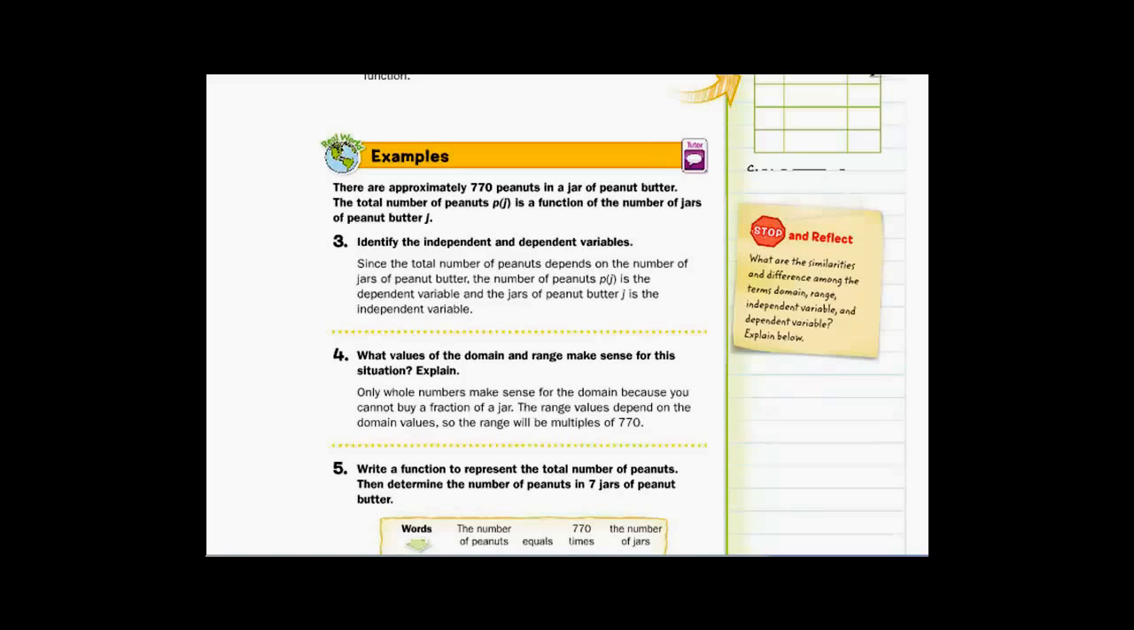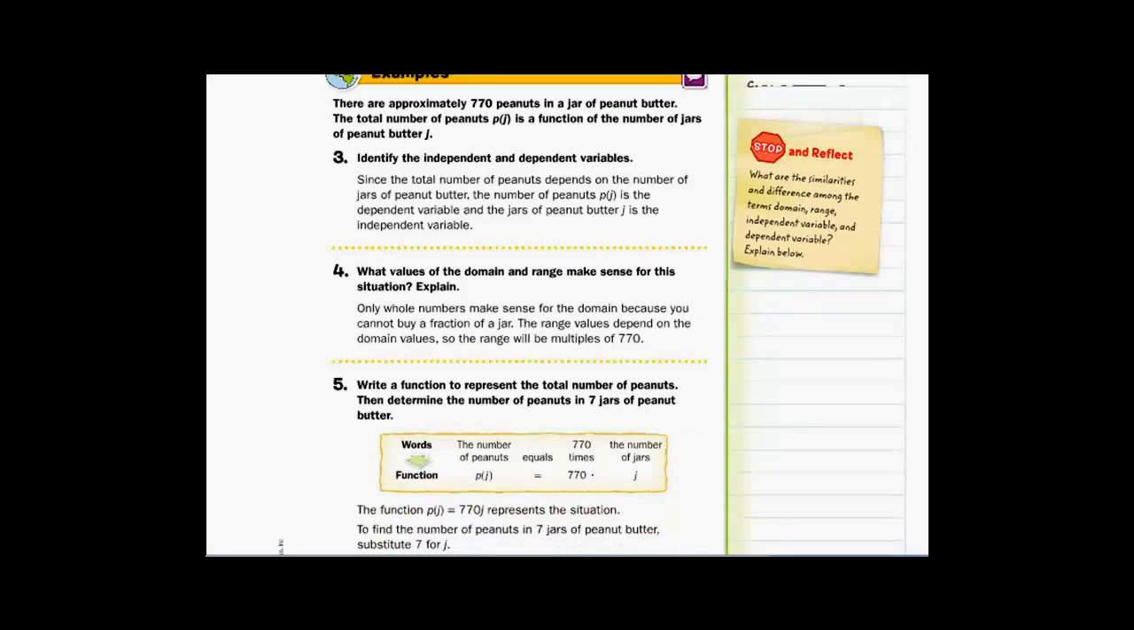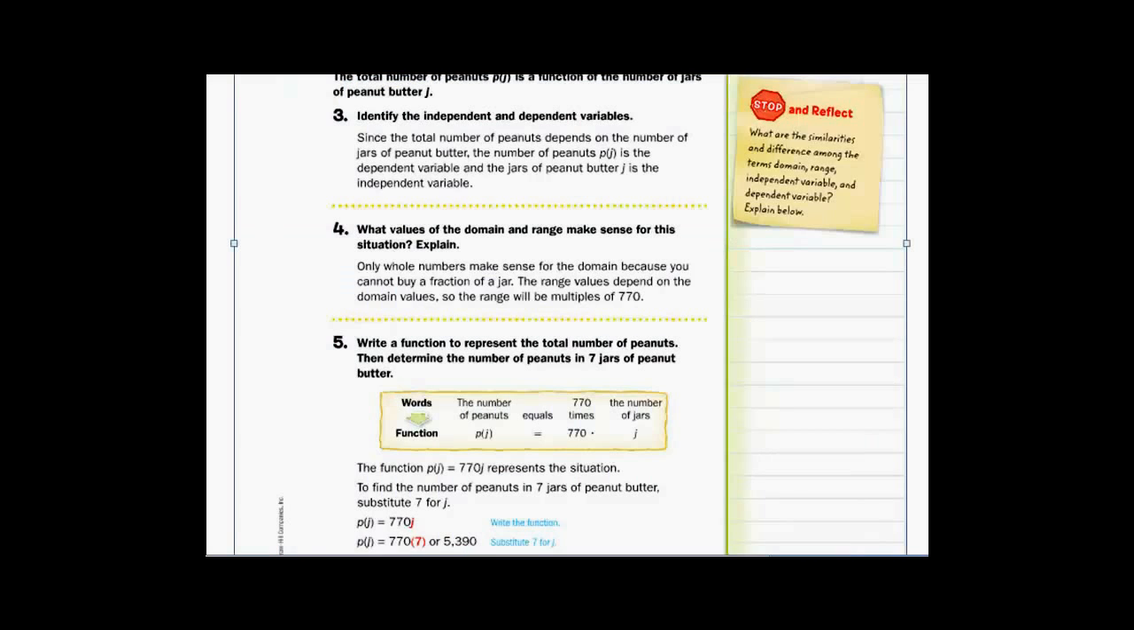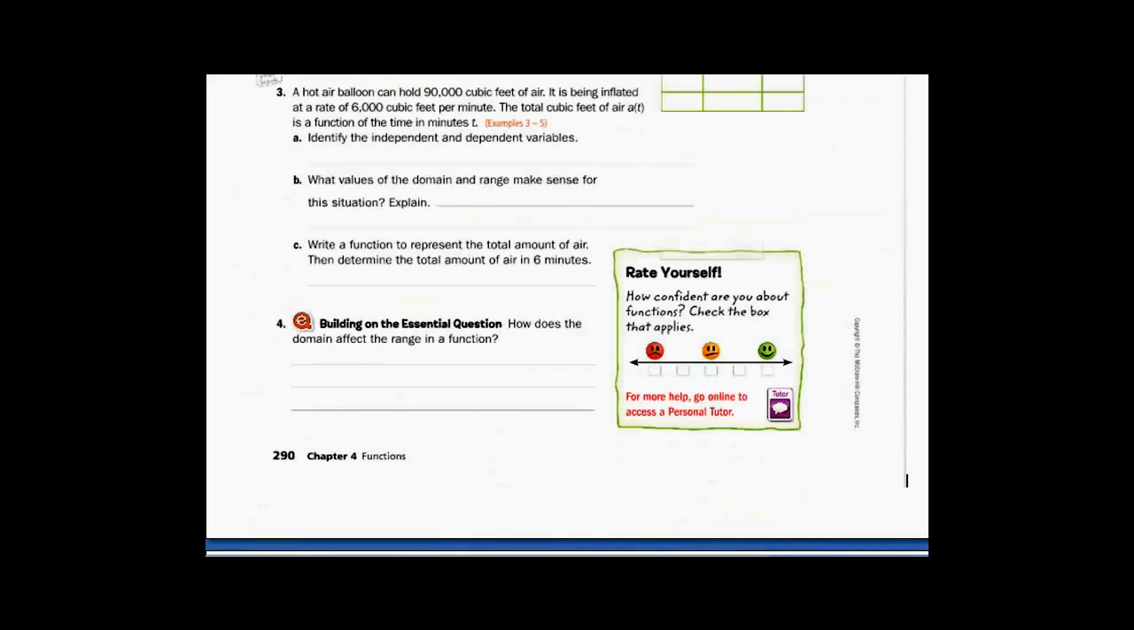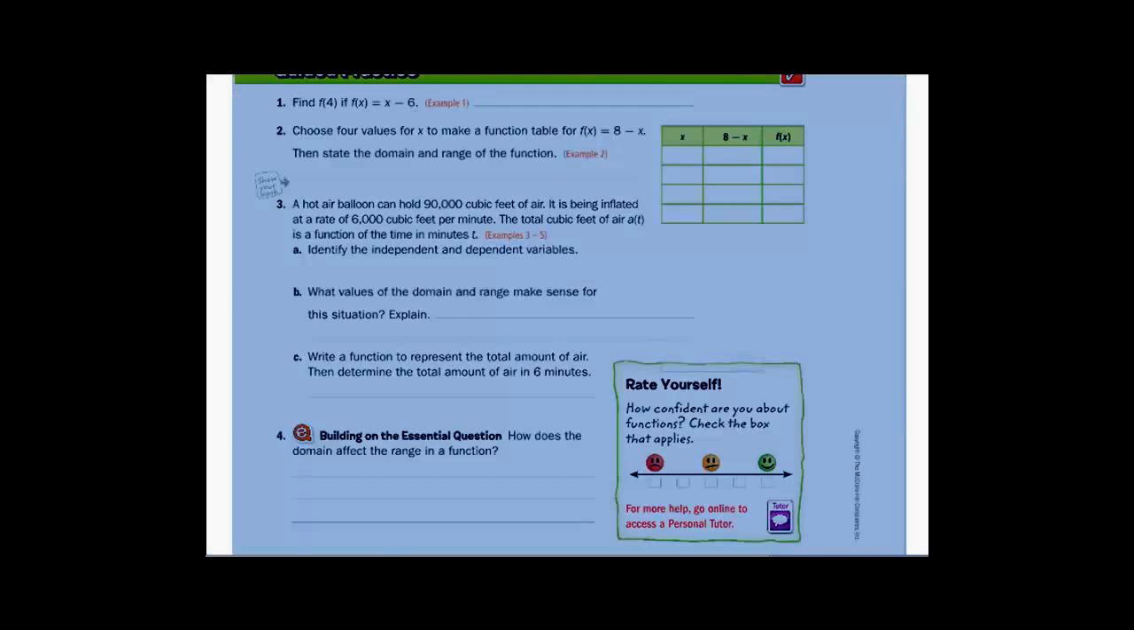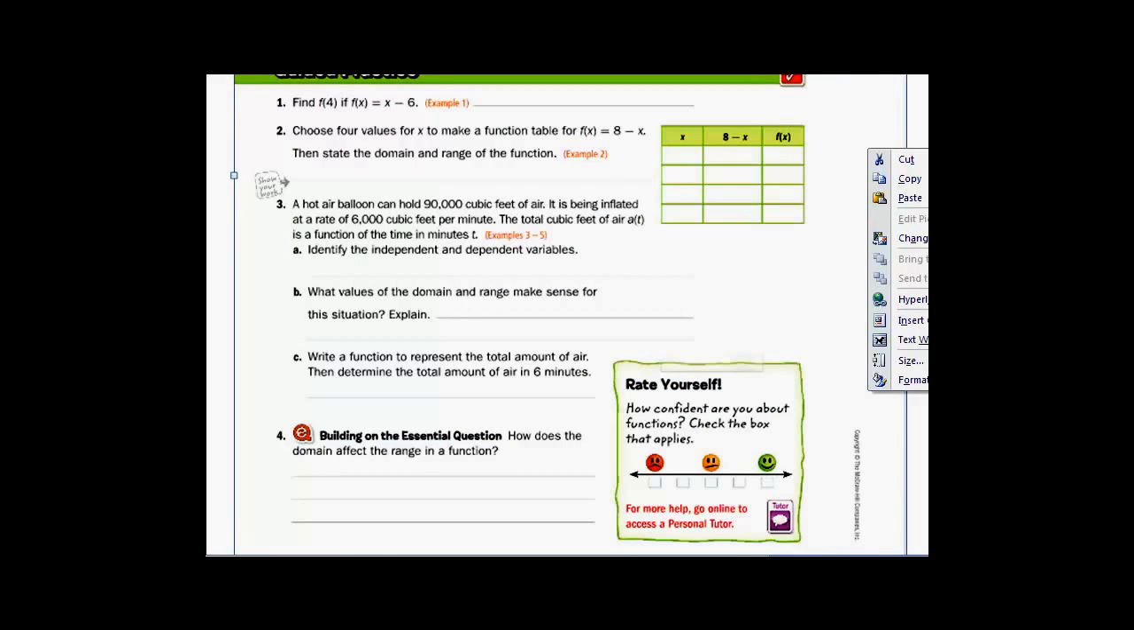All right, so number 5 says, write a function. So the number of peanuts, that's P of J, the number of peanuts is equal to 770J. So 770 per jar, 770 times that. Okay? So you just got to get over the vocab that goes with this and how they ask the question, and you should be fine. So I think with that, you're good.